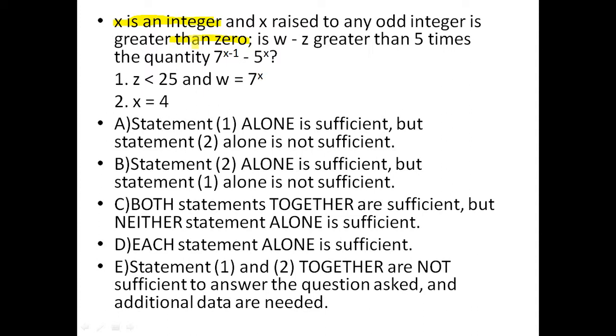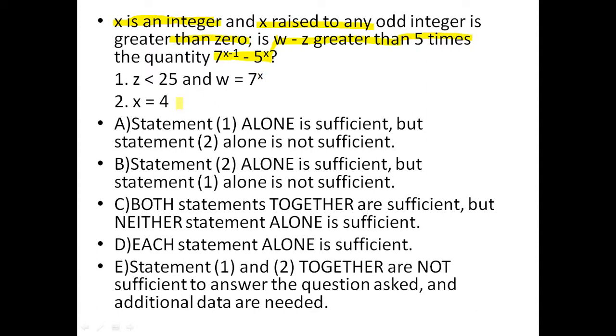However, nothing is mentioned about whether x is positive or negative. Since it's just an integer, it could be a positive or a negative integer value. However, since it's said that x raised to any odd integer is greater than 0, it has to be a positive integer. And the question basically asks you to confirm whether w minus z is greater than 5 times the quantity of this expression. And these are the two supporting statements given, and you have to verify whether these statements suffice or not.